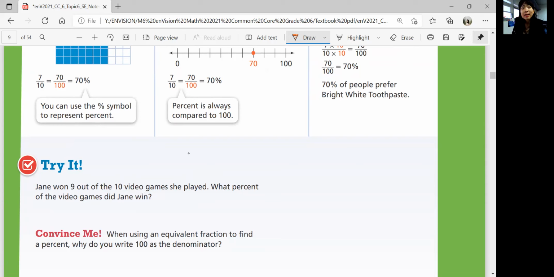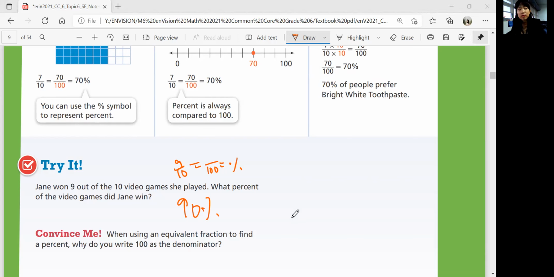So 9 out of 10 is equivalent to how many percent? First, if you're going to use equivalent ratios, you want to find out how many out of 100 is 9 out of 10. Or you can use the number line or the grid to figure out how many percent 9 over 10 is. So how many percent is 9 out of 10? 90%, right?